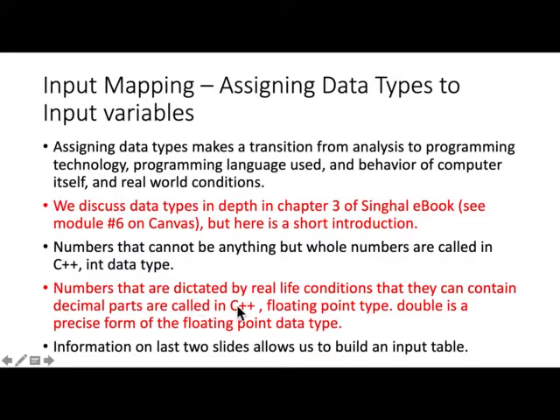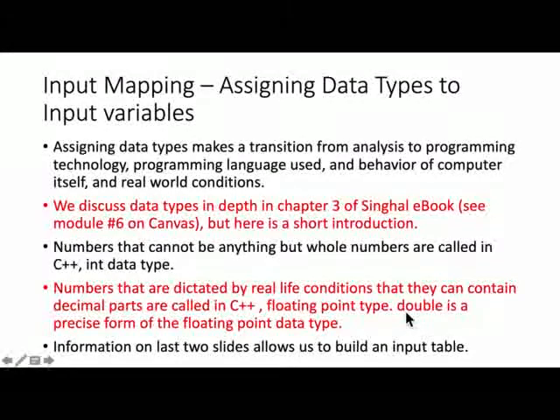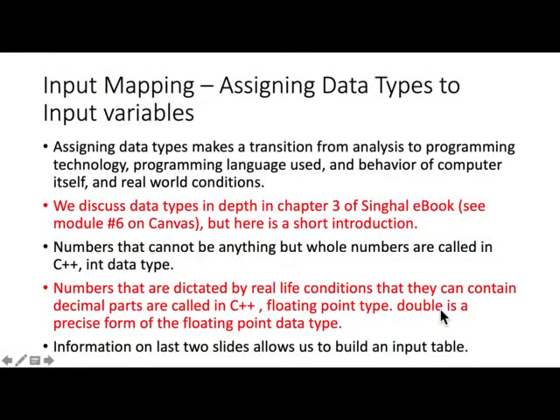Numbers that are dictated by real life conditions such that they can contain decimal parts are called floating point types in C++. Double is a precise form of floating point data type, and anytime we need to use real numbers, at least in CS1 in this class, I'm going to use double data type.